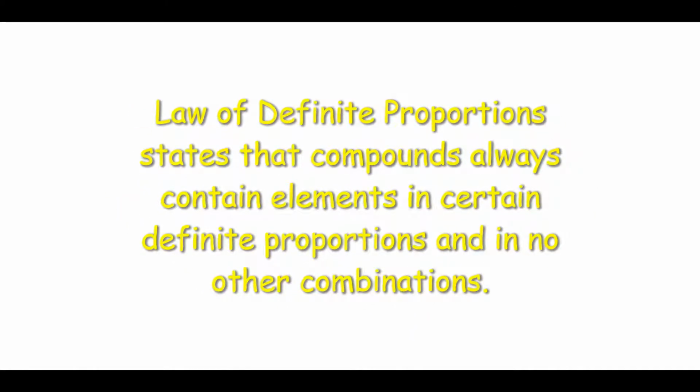Let's talk about the law of definite proportions. This law was created by Joseph Louis Proust in 1799, and it states that compounds always contain elements in certain definite proportions and in no other combinations. So what does this really mean? For example, carbon monoxide will always have carbon and oxygen in the same mass ratio.